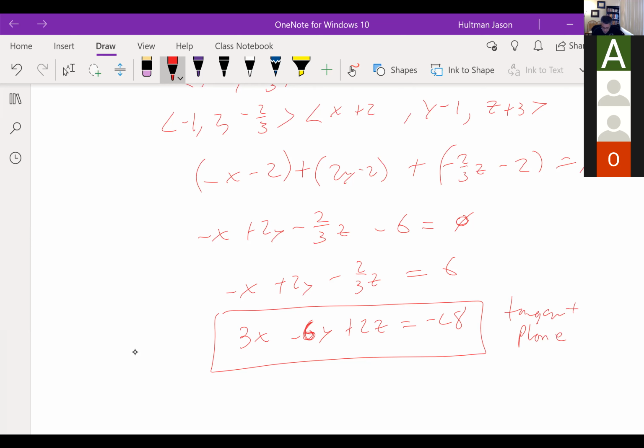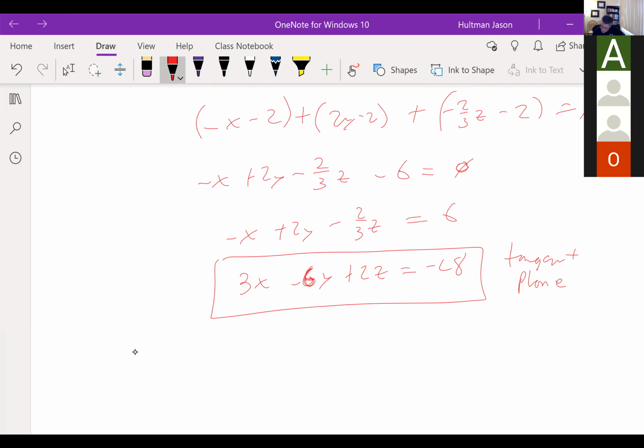Now it says find the equation of the tangent plane and normal line. Well, the normal line at the point is going to be x equals x naught plus at, y equals y naught plus bt, and z equals z naught plus ct.